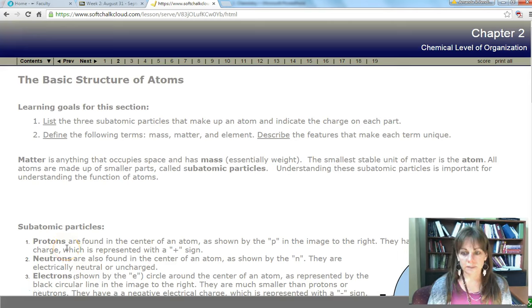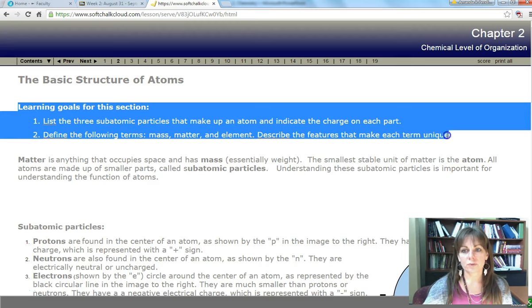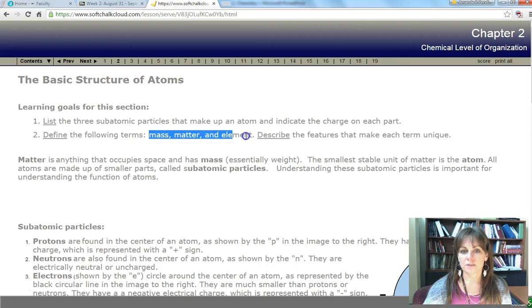Okay, so welcome, and we are going to talk about atoms. So this is where we are, and these are your learning goals right here. You should list the 3 subatomic particles that make up an atom and indicate the charge on each part, and then know what these following terms are and what makes each term unique, what's different about each term.